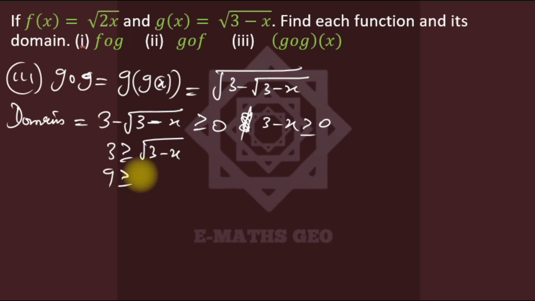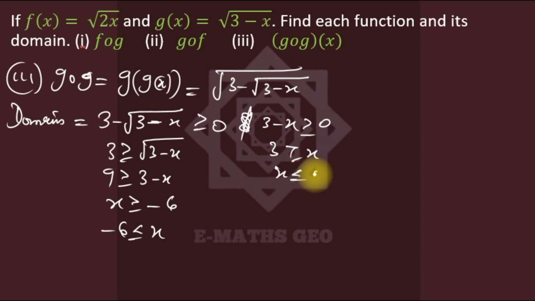That's 9 is greater or equal to 3 minus x. Therefore, x is greater than or equal to minus 3 minus 9, which is minus 6. Or minus 6 is less than or equal to x. Here I have 3 is greater than or equal to x, meaning that x is less than or equal to 3.